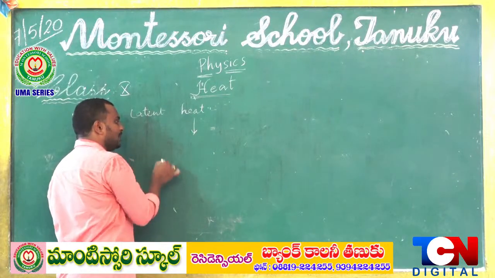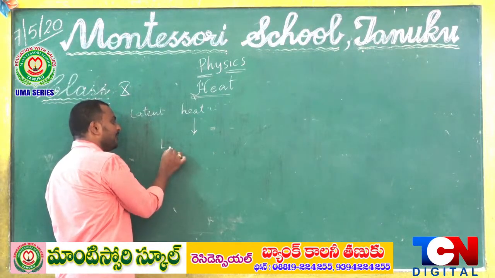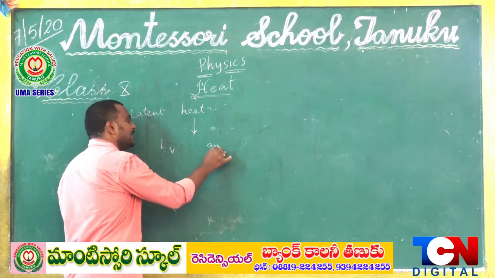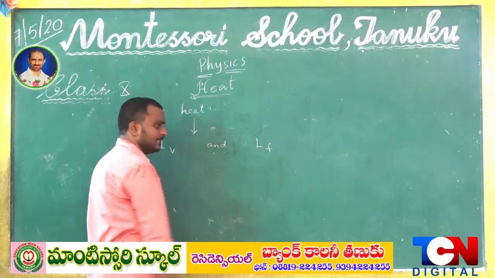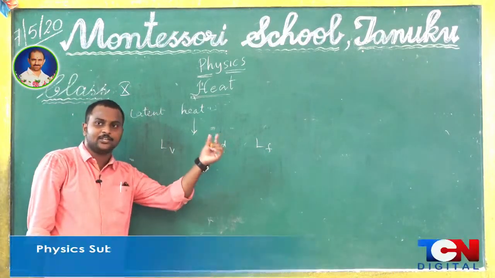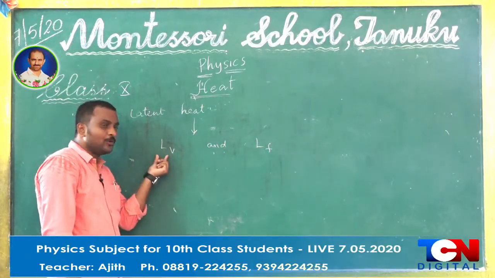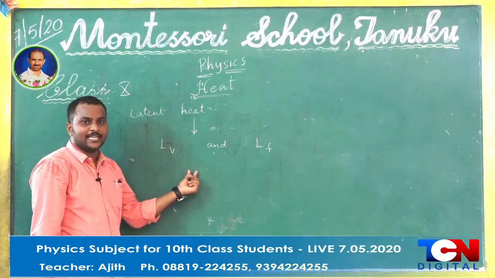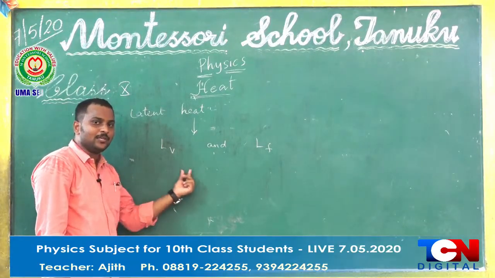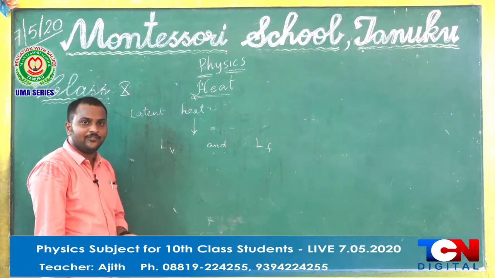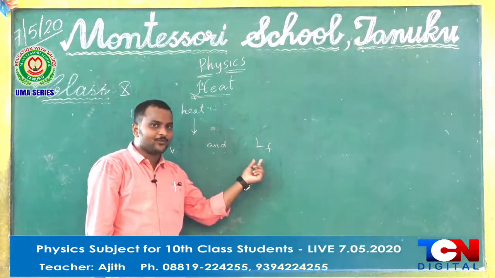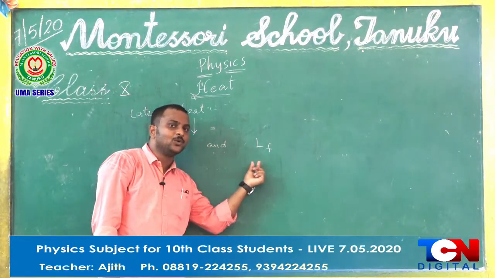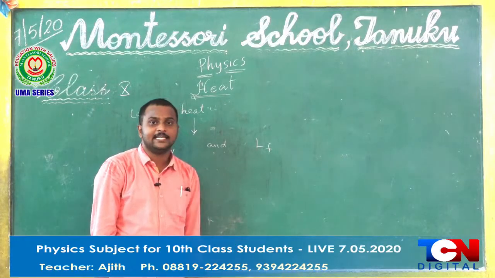This is again classified into two types, that is latent heat of vaporization and latent heat of fusion. The amount of heat required to convert 1 gram of liquid into gas is called latent heat of vaporization, and the amount of heat required to convert 1 gram of solid into liquid we call latent heat of fusion.